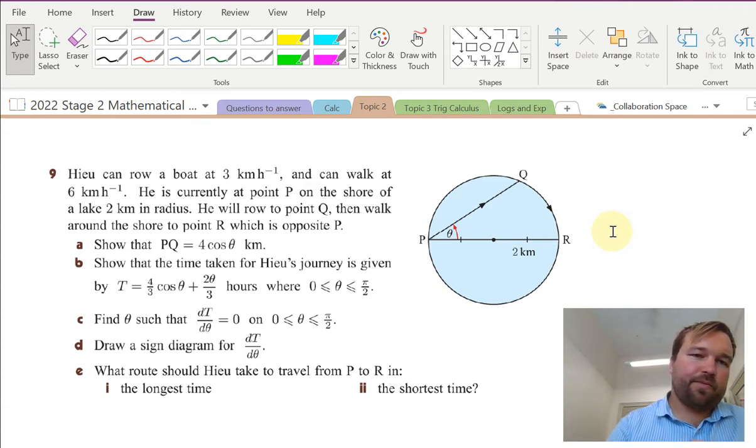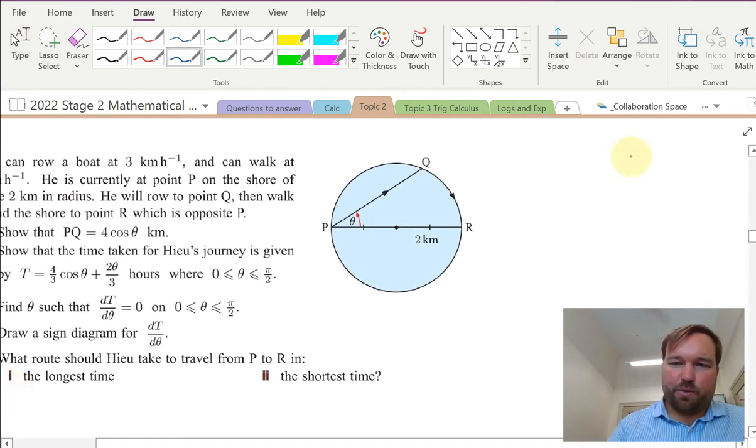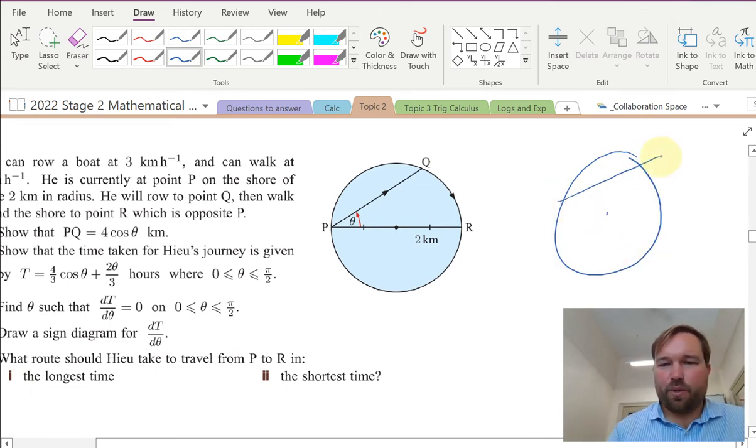Alright, to solve this, I'm going to use a neat property from circle geometry. If you have a circle and you cut across it with a chord, you can bisect that chord.